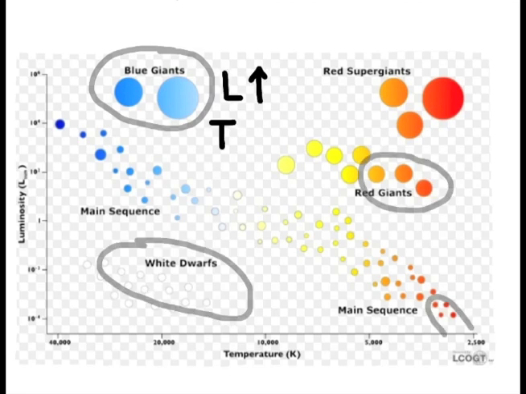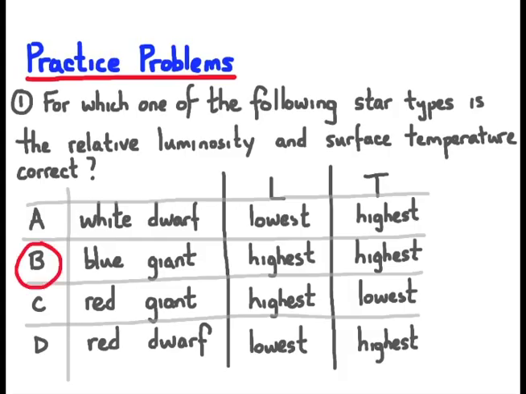Going back to the HR diagram, we can see that of the 4 groups of stars here, blue giants have the highest luminosity, highest temperature. Red dwarfs, lowest luminosity, lowest temperature. Our answer is B. Blue giant, highest luminosity and highest temperature.